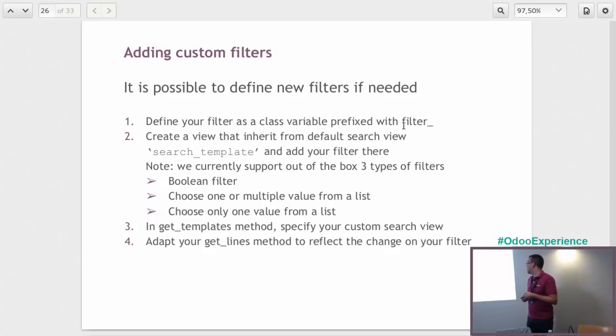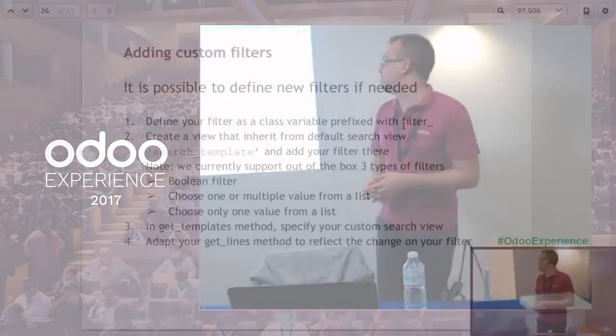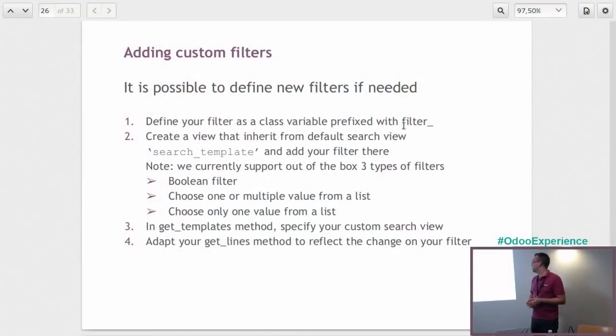For now, we currently support 3 types of filters, which are the Boolean filter, like true or false, choose one or multiple values from a list, like one company or multiple companies, or one journal, multiple journals, and choose only one value from a list. If you need more advanced things, you will have to dig into the JavaScript code. So I recommend checking out how it's done for the other search filters, so you can see it's easier that way.